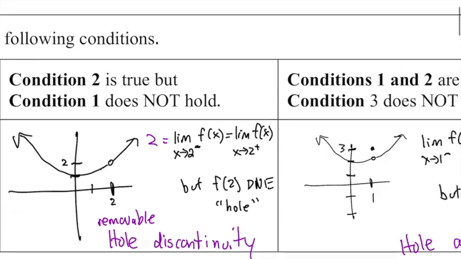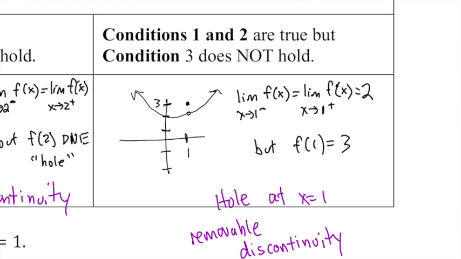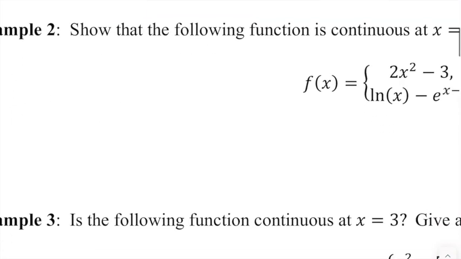And then the third part is kind of similar to this one, where conditions 1 and 2 are true, but 3 does not hold. So, for example, the function does exist at 1. See, it's equal to 3. And the left and right hand limit exists at 2. But notice how these don't agree. These are different values, so it is not continuous. This, again, is a hole or removable discontinuity. And there you go. So let's look at example 2.